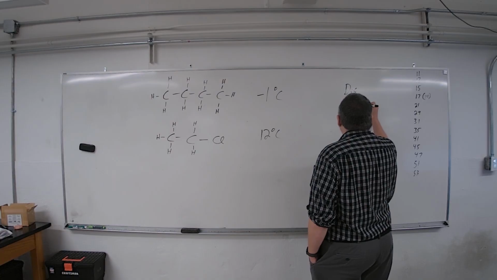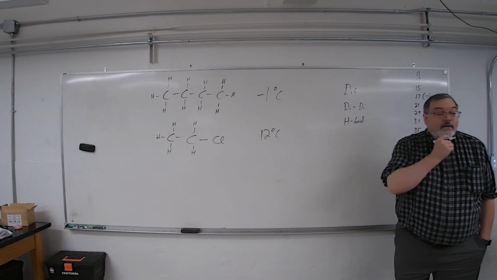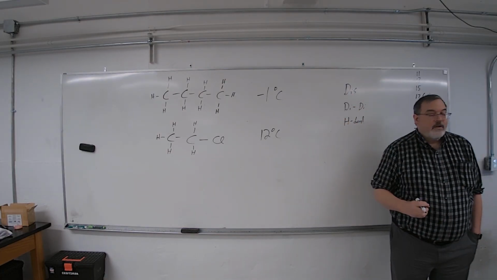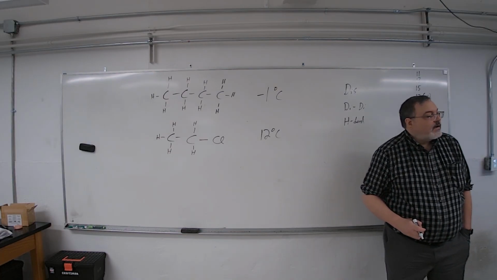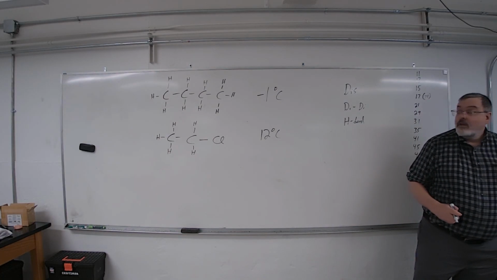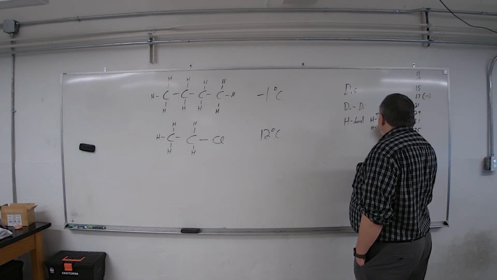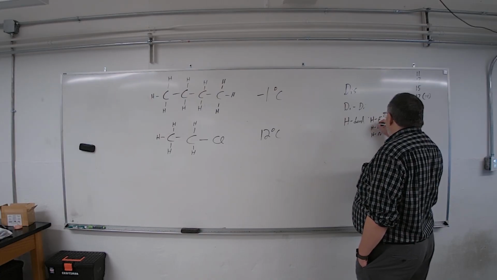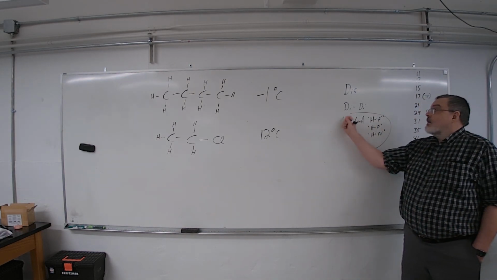Dispersion, dipole, and H bond. Weakest, in the middle, strongest. Do you see any H bonding anywhere? No. For there to be H bonding, you need H to F, H to O, or H to N. And none of those are there, so we can ignore that.